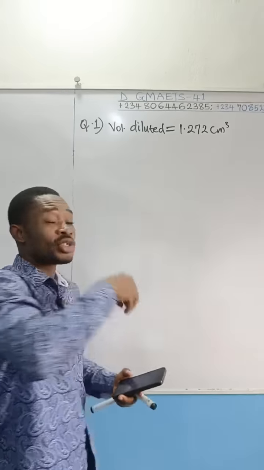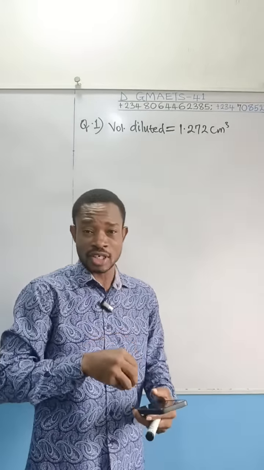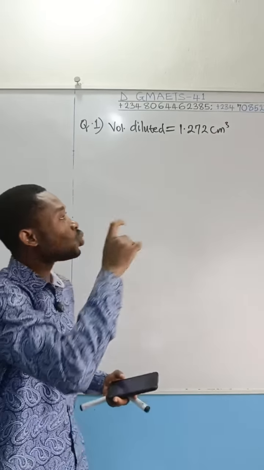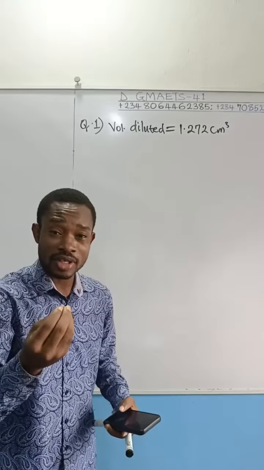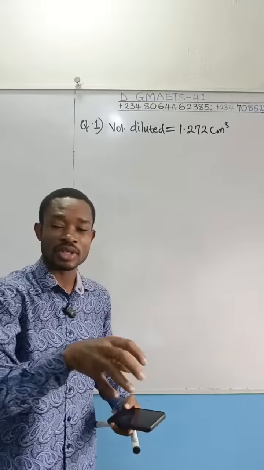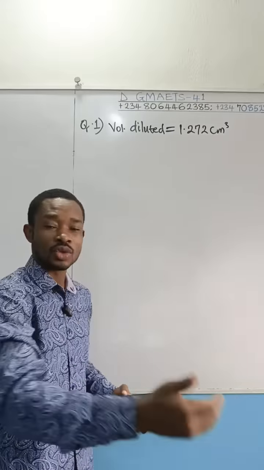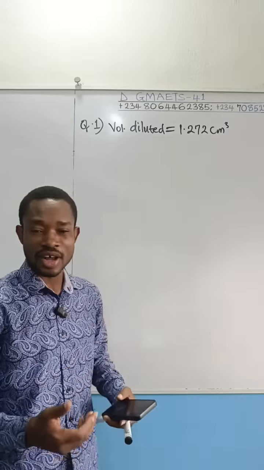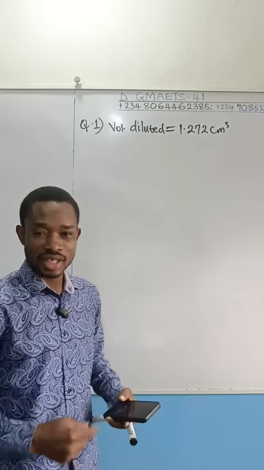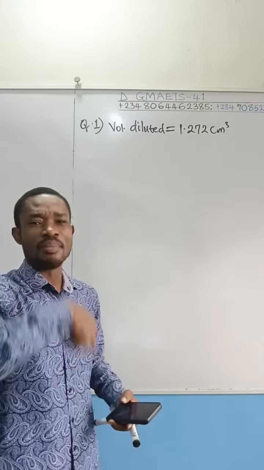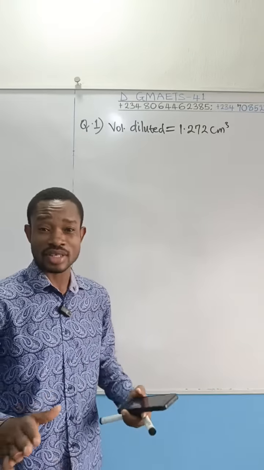In preparing the solution to be used for this titration, the examiner withdrew 1.272 cubic centimeter of the acid HNO3 and dissolved it in a 400 cubic centimeter flask. You have distilled water in that flask, then you add this 1.272 cubic centimeter, shake very well, and then make up to the mark. That is how you prepare a standard solution.